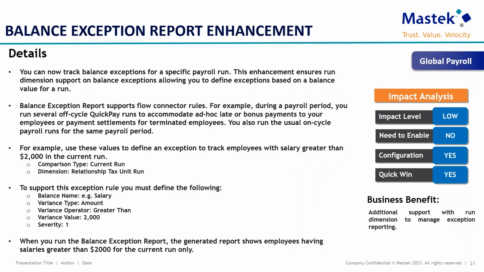Okay. Moving ahead, there are a couple of enhancements in the balance exception report as well. Till 24A and 24B, we used to create the balance exception report as a comparison between the previous period and the current period. But from this particular release, we can use the balance exception report for current period related details as well. Just as an example, if you want to track employee salary that is greater than 2000 in the current run, we have an option to do that because the current month related balances are now possible to track in the balance exception report.